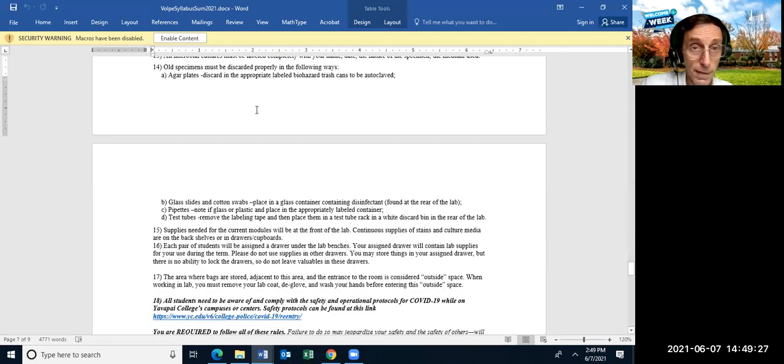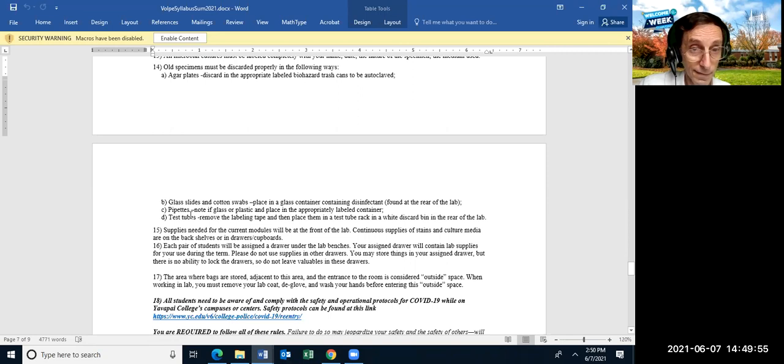So agar petri plates are going to be plastic. They're put in the biohazard bag. Glass slides and cotton swabs are put in the glass container with disinfectant. There will be one for glass slides and one for cotton swabs. You can find them in the rear of the lab. Sometimes they're also on the lab tables.